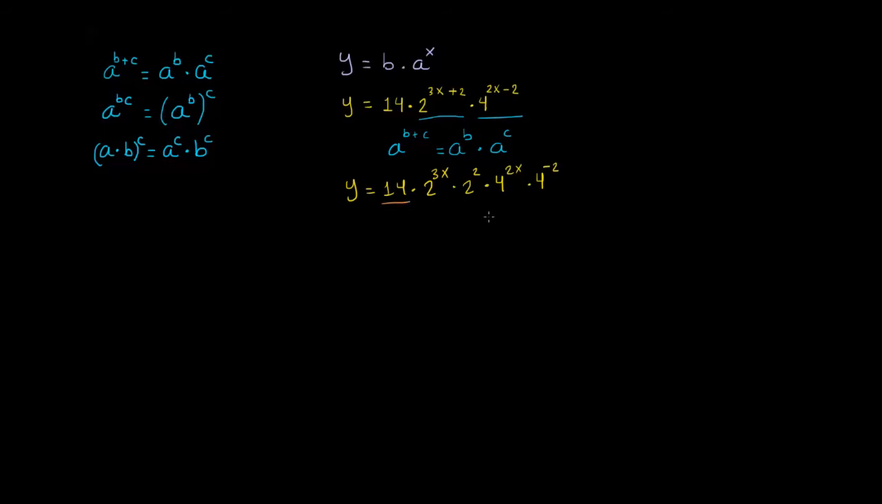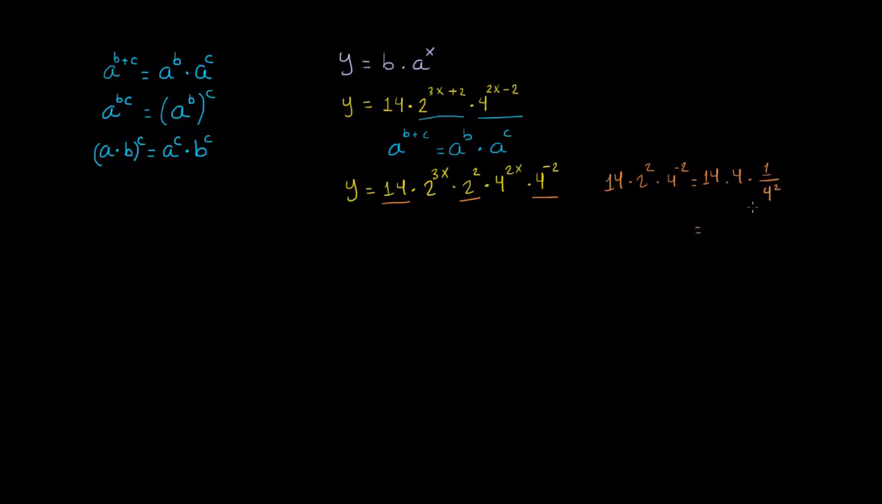I'm going to simplify the constant terms: this 14, this 2 squared, and this 4 raised to the negative 2. So I'm going to do it over here on the right. It will be 14 times 2 squared times 4 to the negative 2. And this would be equal to 14 times 4, and 4 to the negative 2 will be just the same as 1 over 4 squared.